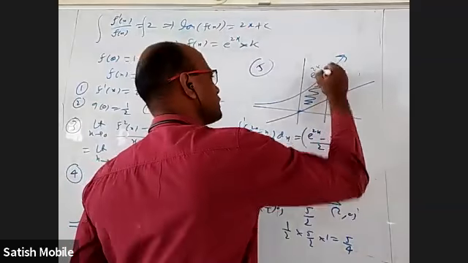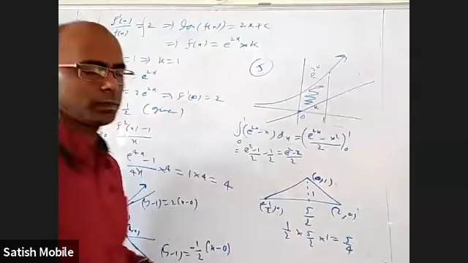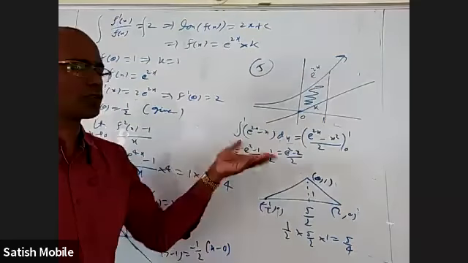Fifth one is simple. They wanted the two curves. One is e power 2x. One is y equal to x. Between 0 and 1, what is the area? Upper curve minus lower curve between 0 to 1. That's it.